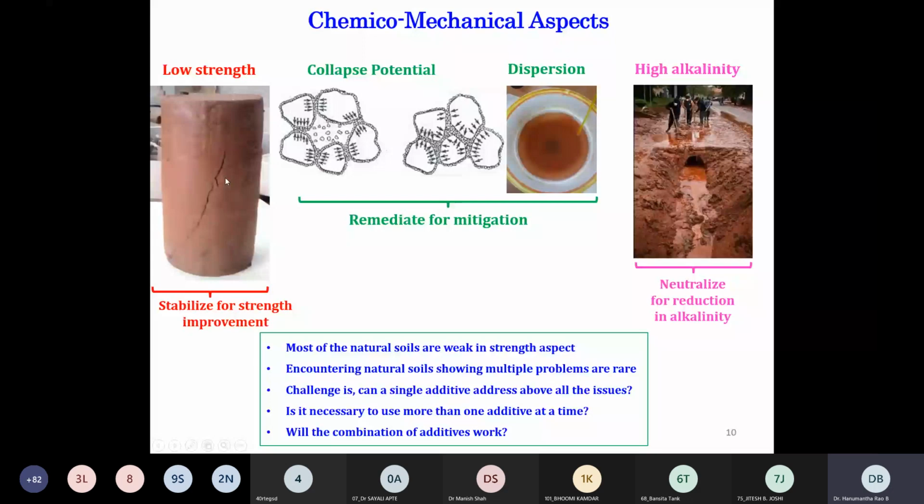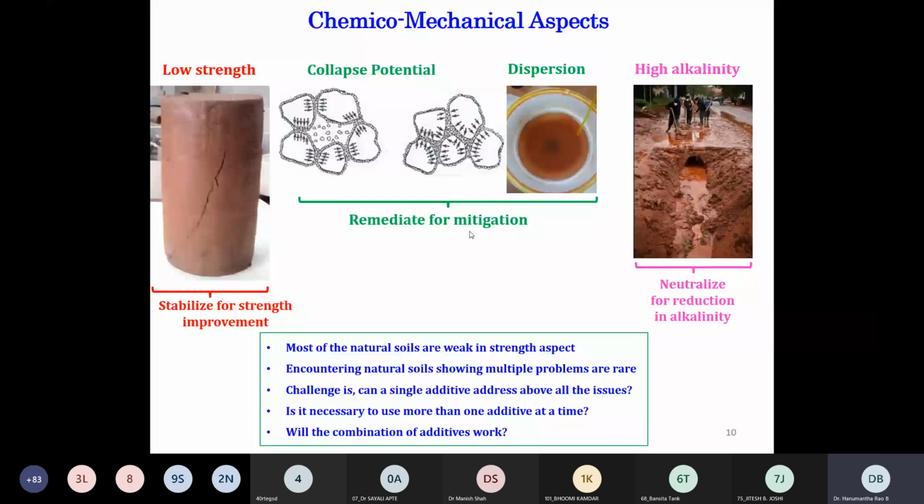In terms of strength, yes, I got the higher strength, but still the waste material is dispersible. Can I try to utilize it, or do I need to evolve a different technique? Shall I be able to address all these problems together? If the answer is yes, the further question is how many additives I need to add. Shall I accomplish the entire task with a single additive, or do I need to go for more than one additive?